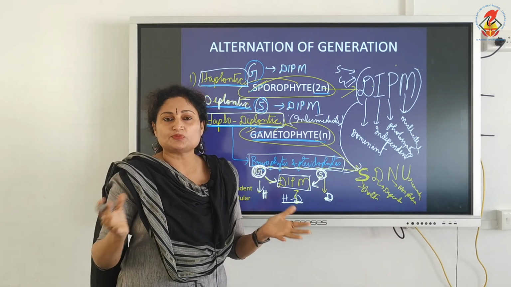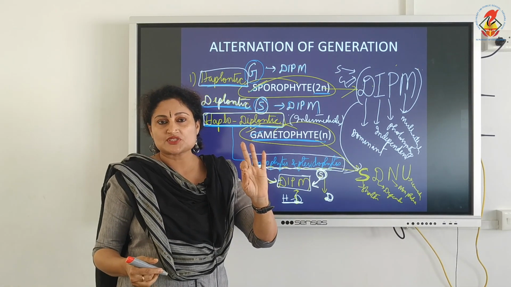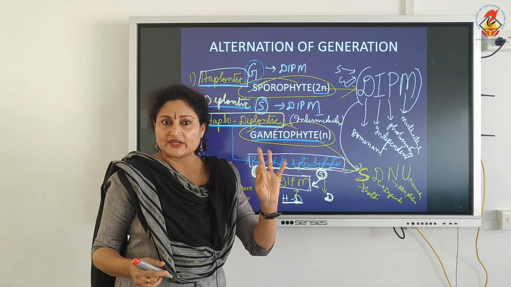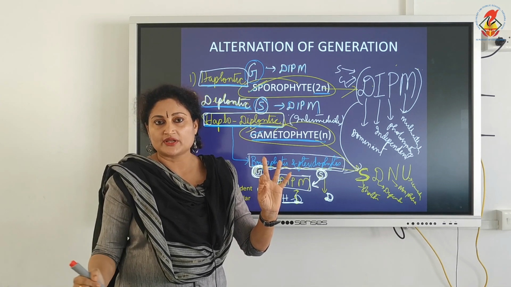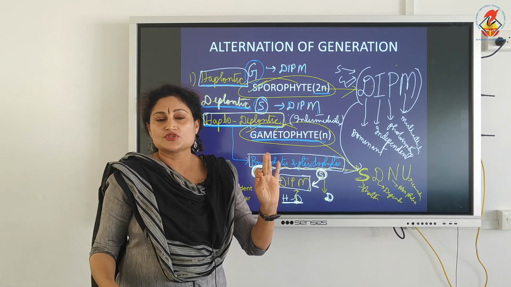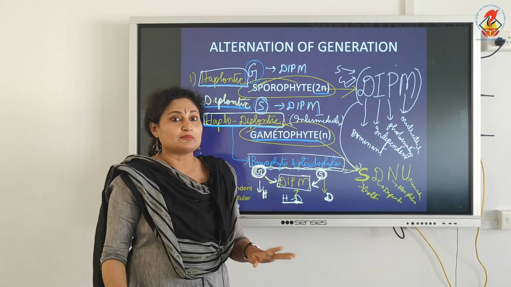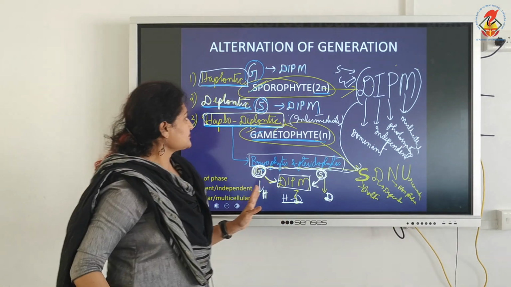There are two generations, sporophyte alternating with gametophyte. Remember the difference between the sporophyte and the gametophyte. The sporophyte is diploid, gametophyte is haploid. The sporophyte produces the spores, the gametophyte produces the gametes. The sporophyte produces the spores by meiosis, the gametophyte produces the gametes by mitosis.